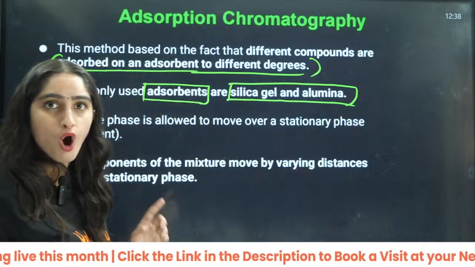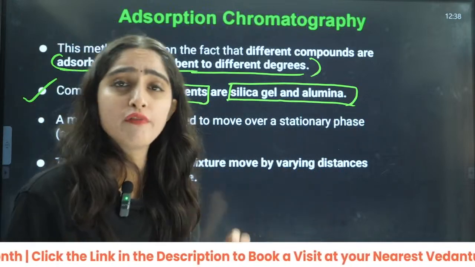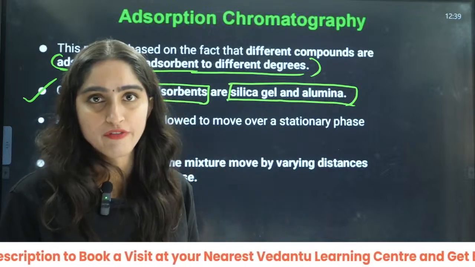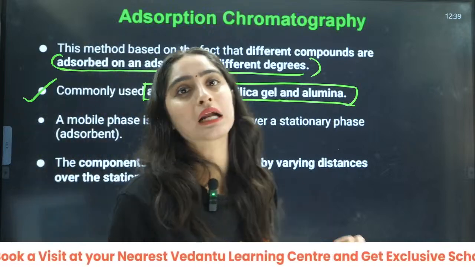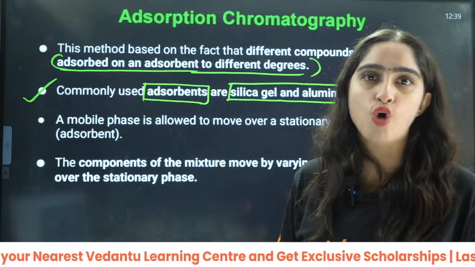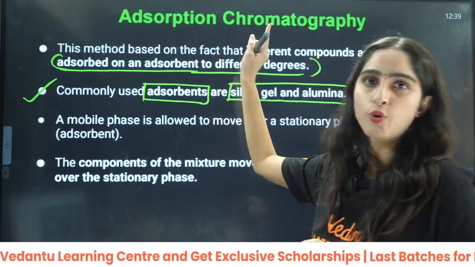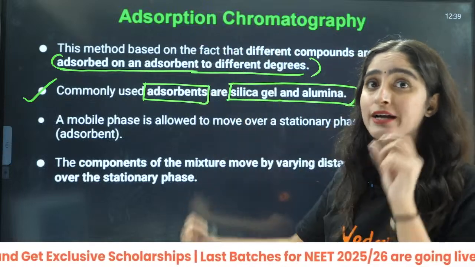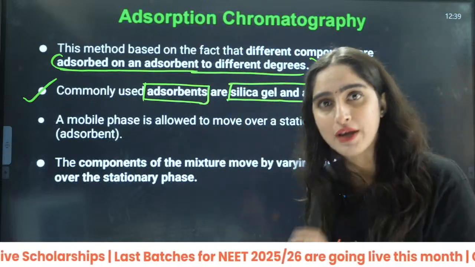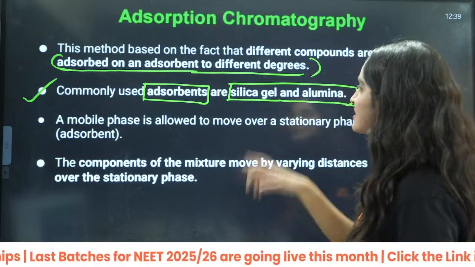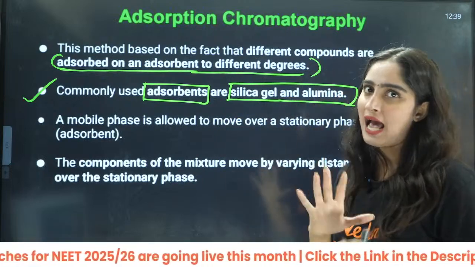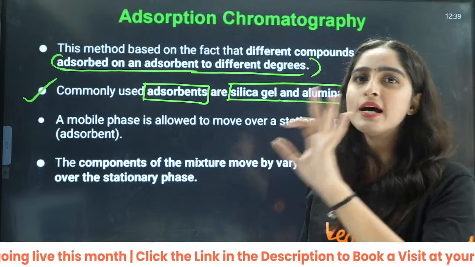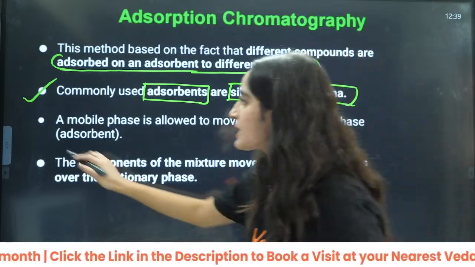So when we talk about adsorption, we will talk about two things here. First is the stationary and the mobile phase. Stationary phases are the adsorbents in case of adsorption chromatography, and you will see silica gel and alumina as the adsorbents. Mostly you will see this only in your syllabus, so this is only silica gel and alumina, right?